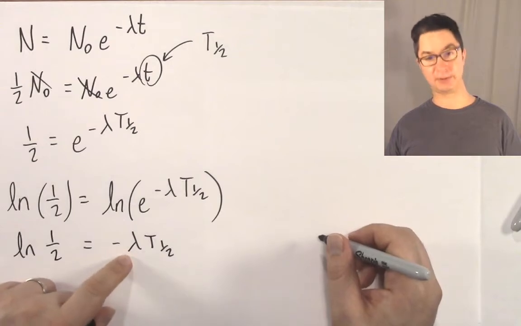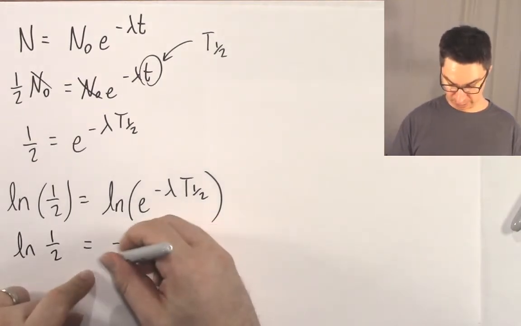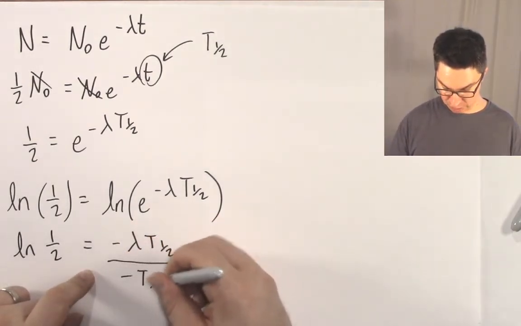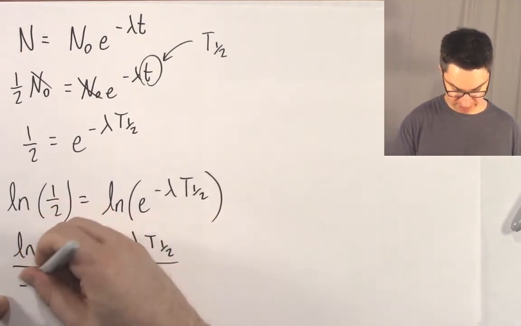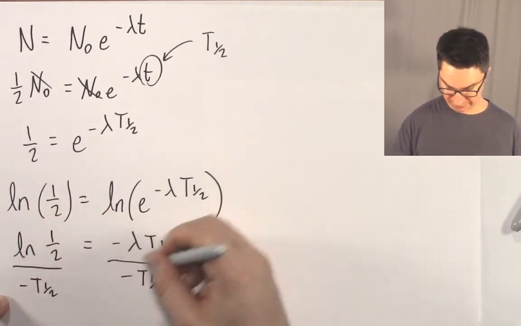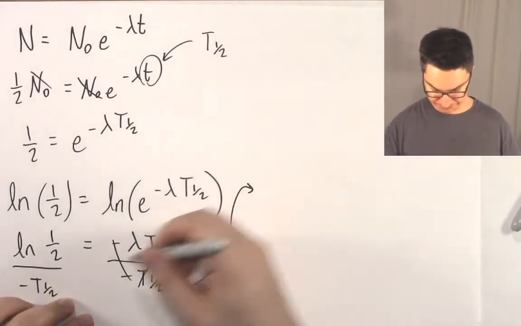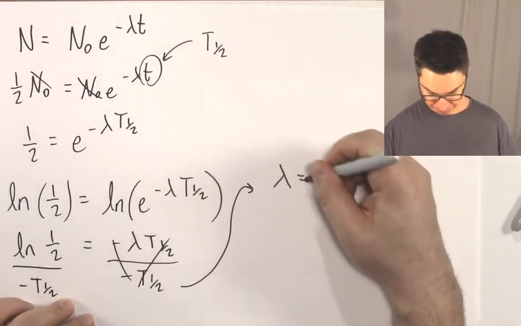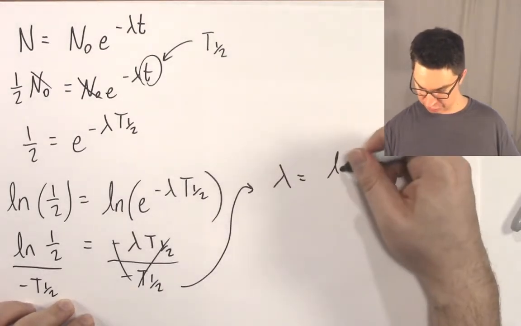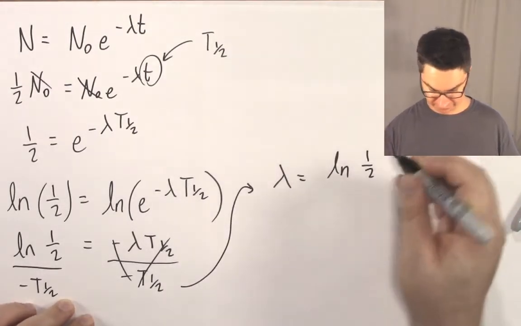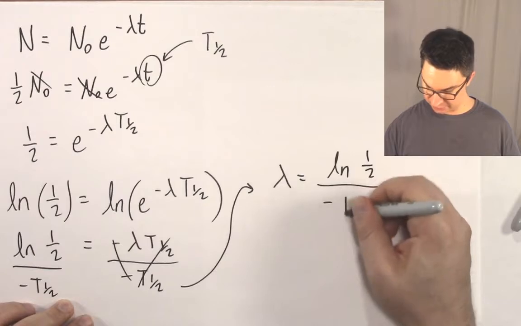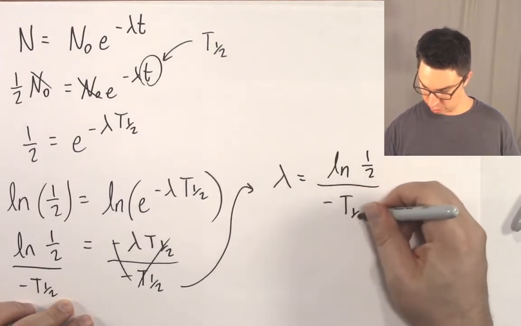Okay, so now to get lambda by itself, we could divide both sides by negative T 1/2, and so now we're able to express our lambda as the natural logarithm of 1/2 divided by negative T 1/2.